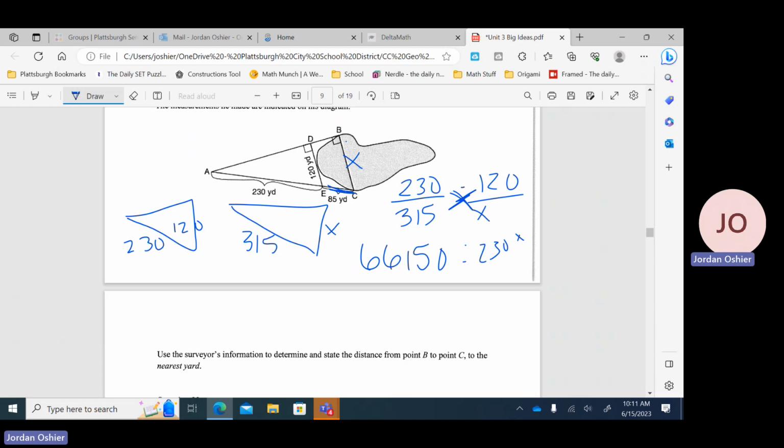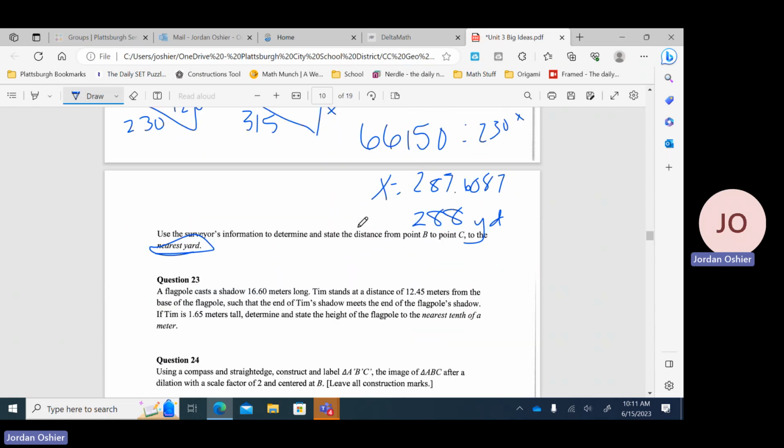Divide by 230 on both sides, and I end up with x equals a decimal. So I'm just converting that decimal right now, like I told you how to do a moment ago. X equals 287.6087. Nearest yard. That makes me feel better about my answer because I know that I didn't... oops, I screwed that up. Oh, no, I didn't. I'm good. I thought I erased a number on accident. So 288 yards would be how I round that.